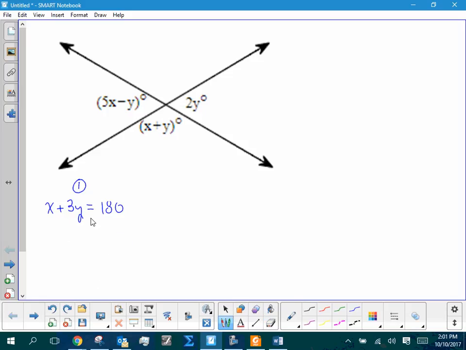Okay. When we get 2 variables in an equation, you need to realize that you need another equation with the exact same 2 variables. So maybe you look at those 2. What is the relationship between those 2 angles? They're vertical, so they should be the same or equal. So 5x minus y equals 2y. Okay? There's another equation. It's equation number 2.